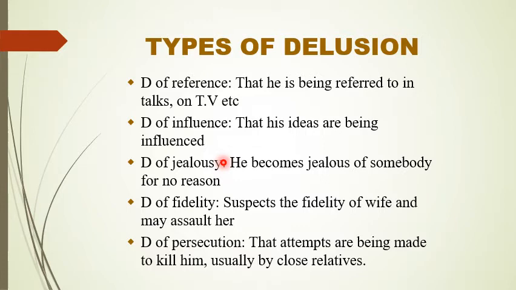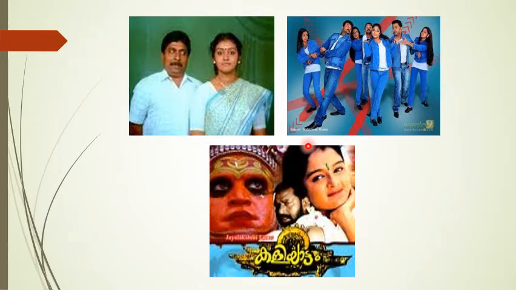Delusion of persecution means that a person with this type of delusion thinks that attempts are being made to kill him, usually by close relatives like children, his wife, etc. These are some of the Malayalam films that depict delusion, that is delusion of infidelity.